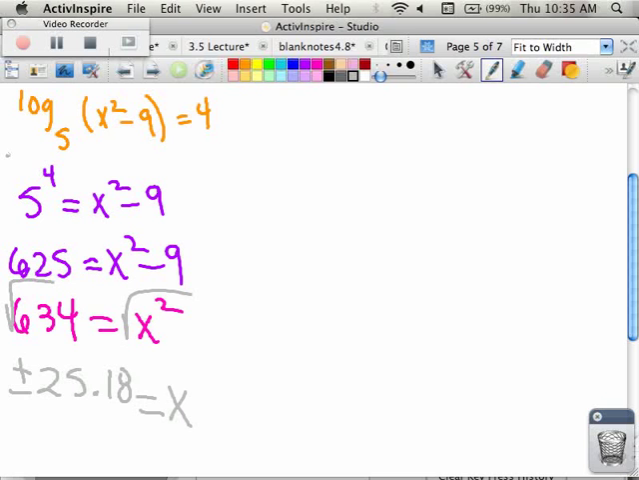And whenever you deal with things like square rooting, especially in logs and exponentials, you should always check your answers. Don't forget to always check your answers. We're not going to have time for that right now. But go back and plug it in and see if it works in the original expression.